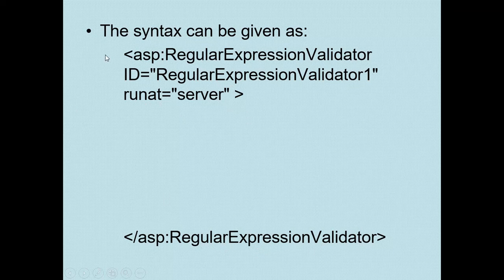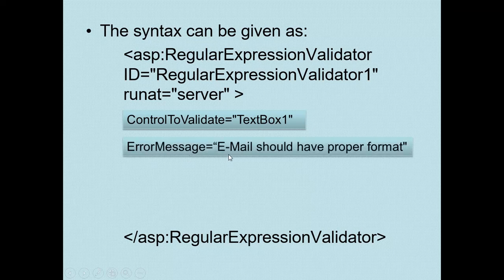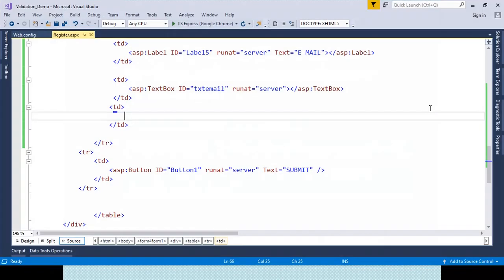Okay, so we have to set some properties to apply the regular expression validator. First one is ControlToValidate. It means with which control you want to apply the validation. Second one, ErrorMessage. We are discussing it with the email ID, so the email ID should have a proper format. And third and last one is ValidationExpression. It is an expression for the email address, and you are not supposed to write it, you will select it from the editor. Okay, so we will discuss the same thing with the example.